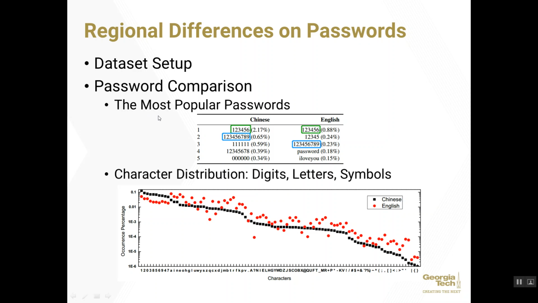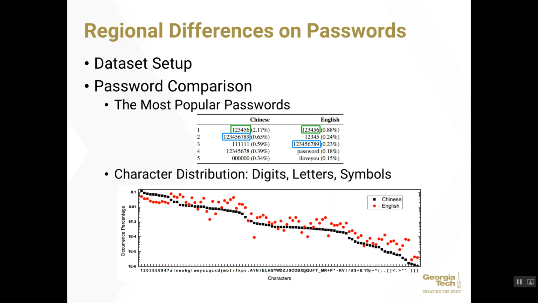Let's see the most popular passwords first. According to this paper, we can see that passwords 123456 and 123456789 are the most popular passwords, both in Chinese and English data sites. Another point is that all the popular passwords in Chinese data sites are digits only. Actually, more than half of the passwords are digits only in Chinese data sites.